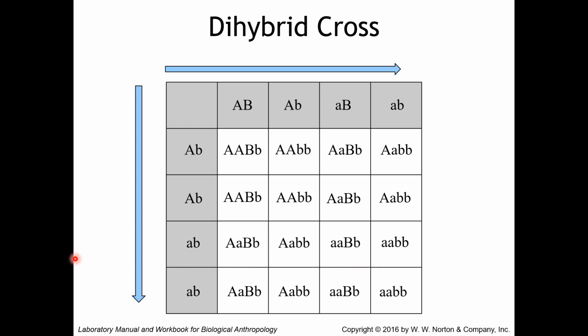So now, what you're going to want to do is look at this and try and calculate or understand what we're looking at, right? So we said the big A is going to be tallness, little a is short, and we said big B is brown hair, little b is black hair. So we're going to decipher this, right?